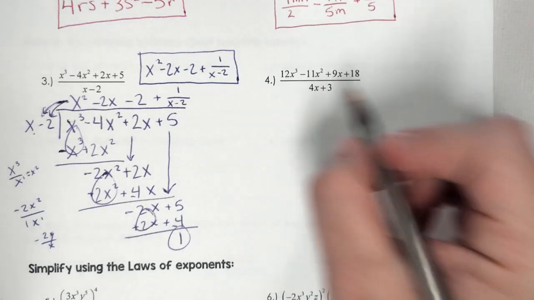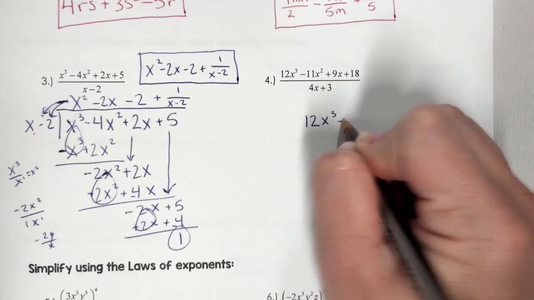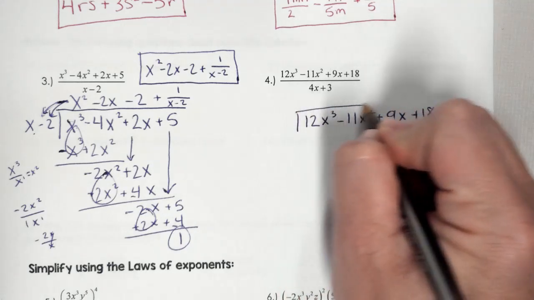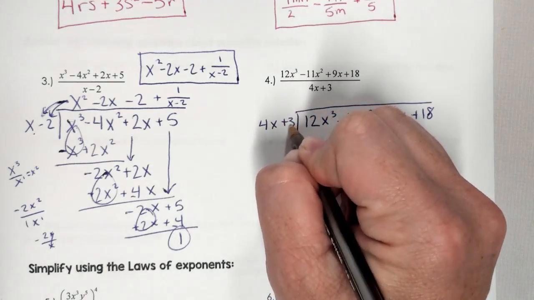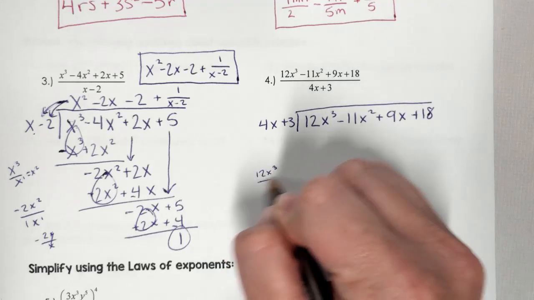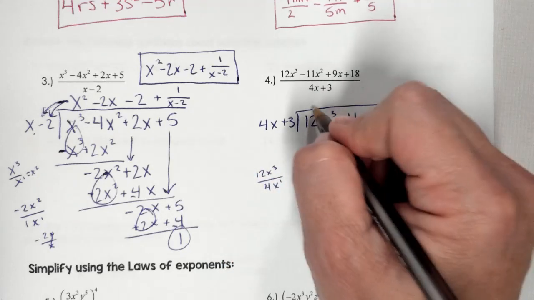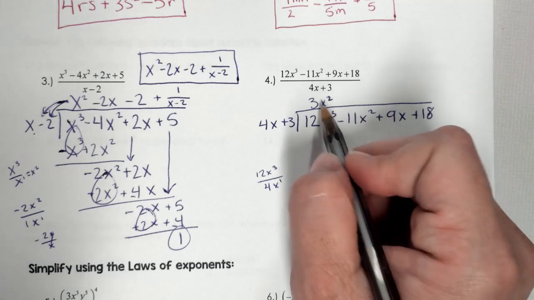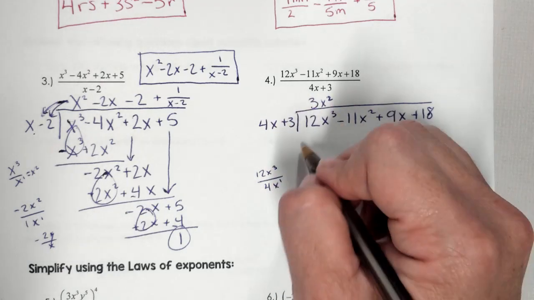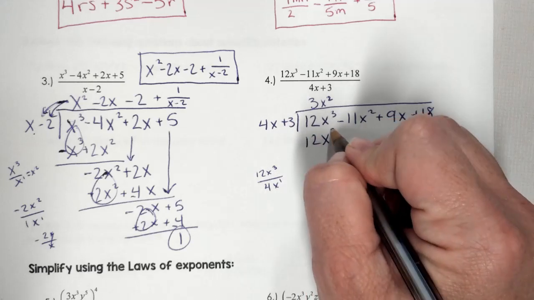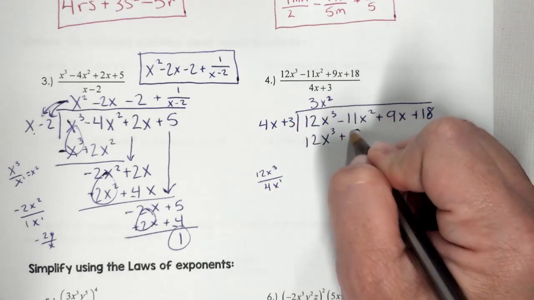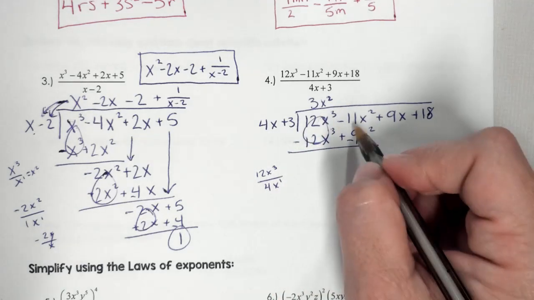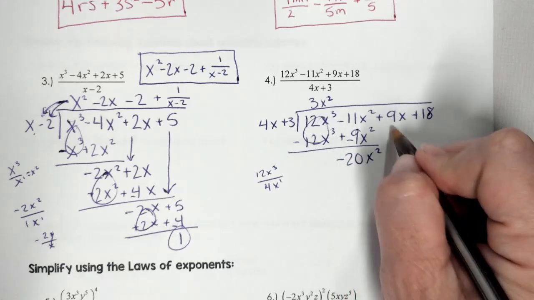So same thing here. Top goes inside. Bottom stays outside. So farthest left divided by farthest left. 12 divided by 4 is 3. 3 minus 1 is 2. Now we multiply, multiply. So 3x squared times 4x is 12x, 2 plus 1 is 3. 3x squared times 3 is positive 9x squared. Subtract, subtract. This zeroes out, and I get negative 20x squared.